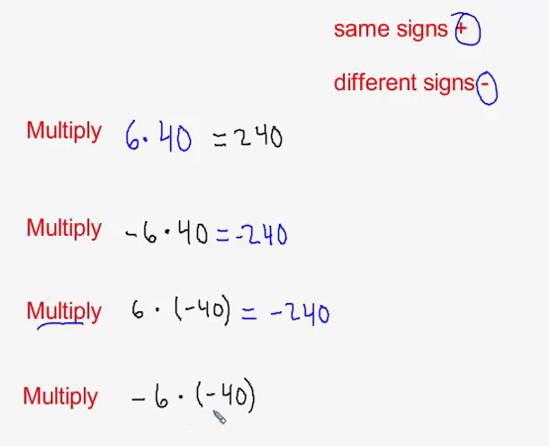Finally, if they're both negative, you actually get the same result as if they were both positive. The rule is that you multiply the absolute values. 6 times 40 we've already found to be 240. Then you decide, are the signs the same or are they different? This is a negative 6 and this is a negative 40. Since they're both negative, they have the same signs, so the final result would be positive, so I'd leave the answer positive 240.